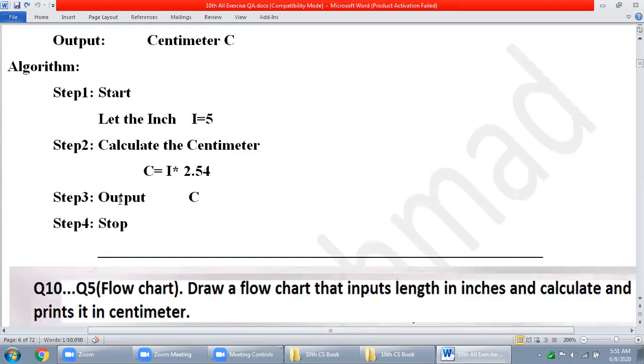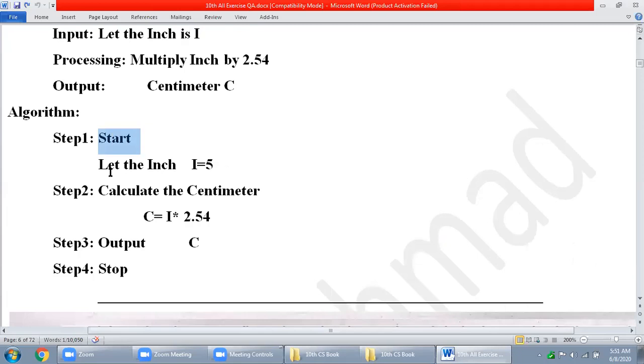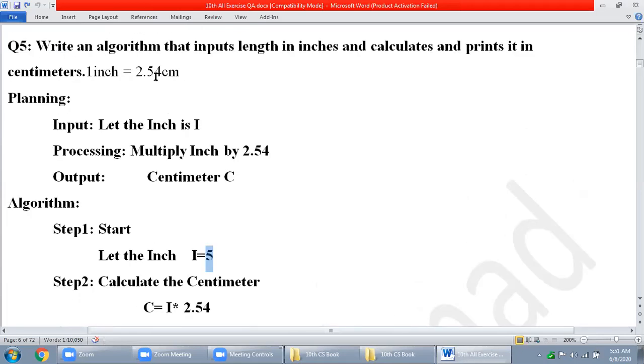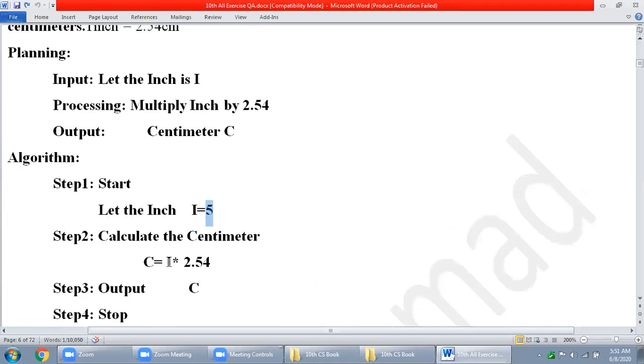So now the algorithm starts. In the first step: Start, let the inch I is equal to 5. It means that I am giving the value I is equal to 5, so we have 5 inches, and we will convert these inches into centimeters. How can we convert the inch into centimeter? We will multiply. Step 2: calculate the centimeter, C is equal to I multiplied by 2.54. Why? Because 1 inch is equal to 2.54, so we are calculating 5 multiplied by 2.54. When it is solved, we can easily get the centimeters.